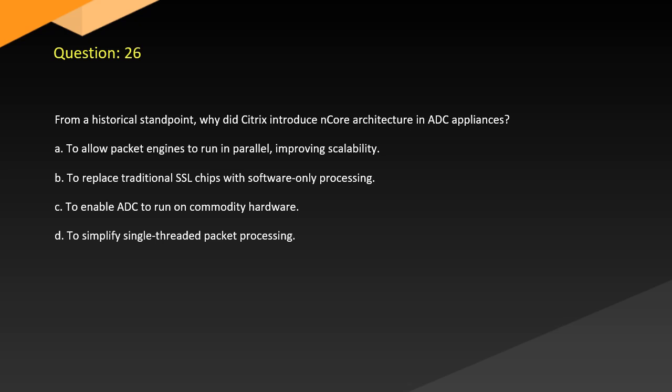Question 26. From a historical standpoint, why did Citrix introduce Encore architecture in ADC appliances? A. To allow packet engines to run in parallel, improving scalability. B. To replace traditional SSL chips with software-only processing. C. To enable ADC to run on commodity hardware. D. To simplify single-threaded packet processing.